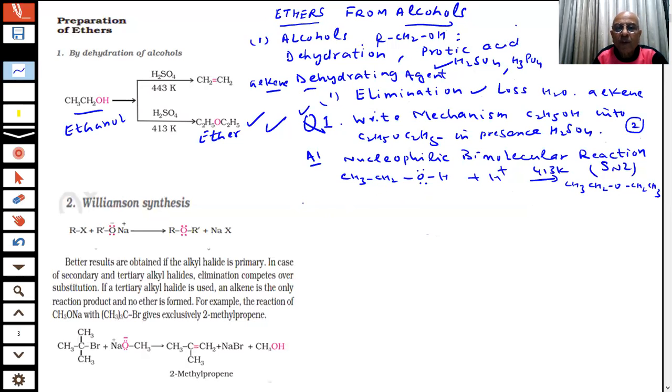How are we going to show it? So now we are going to write the mechanism of the reaction. Okay, sir. If a question is given simply this, then I write this answer. If I say write the mechanism, then I have to show the steps.